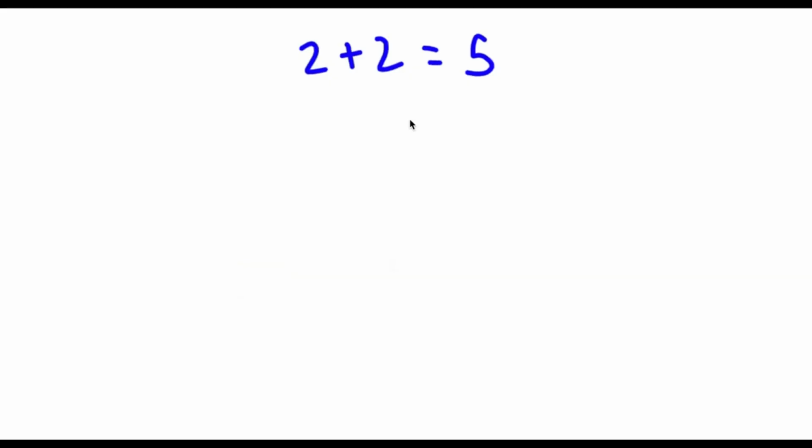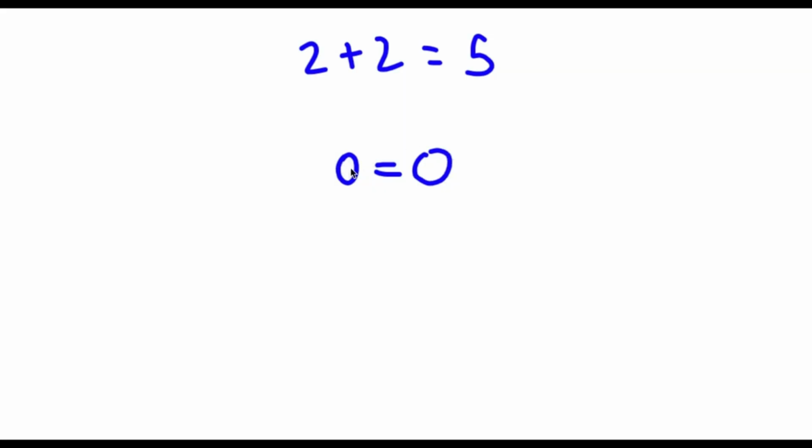Alright, so I have 2 plus 2 is equal to 5. So let's first start with 0 is equal to 0. This is a true statement, right? 0 is equal to 0 because any number is equal to itself.